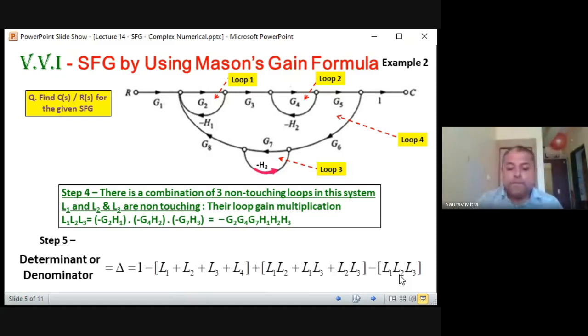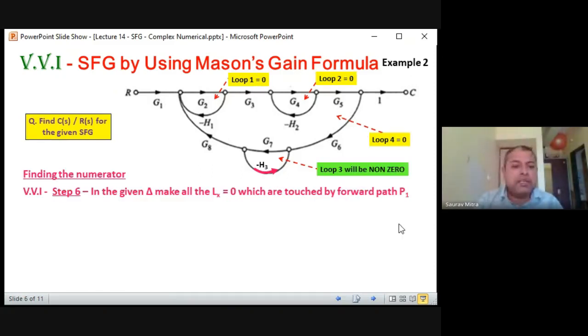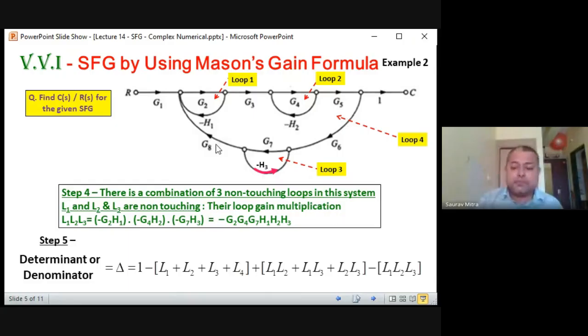So this is how the delta is found. While doing the final transfer function denominator, we will substitute all the values of G and H here, and I'll show you what the actual delta is.